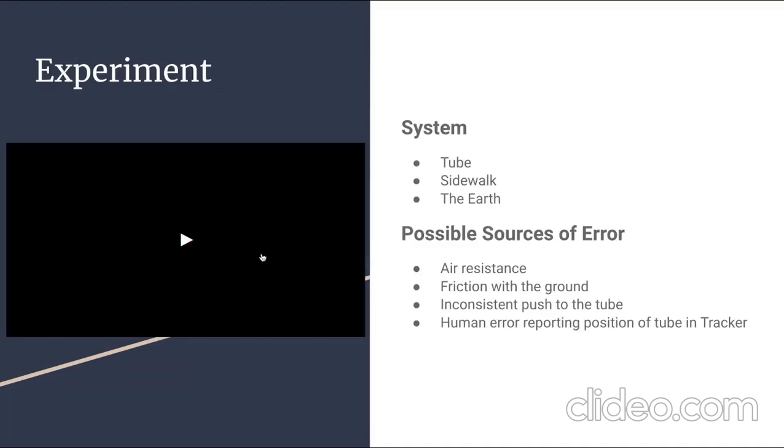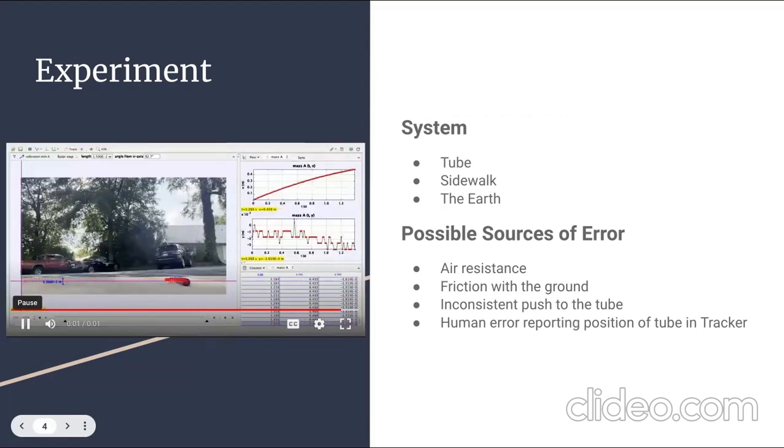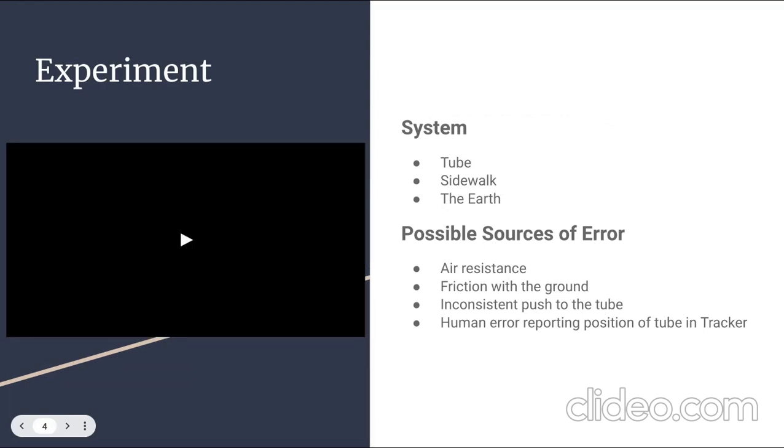So the video from the experiment is on the left. It shows the video taken as well as the data recorded in the tracker software. In this experiment, the system is the mascara tube, the sidewalk, and the earth as a whole, and the surroundings would be the air and everything around the system.